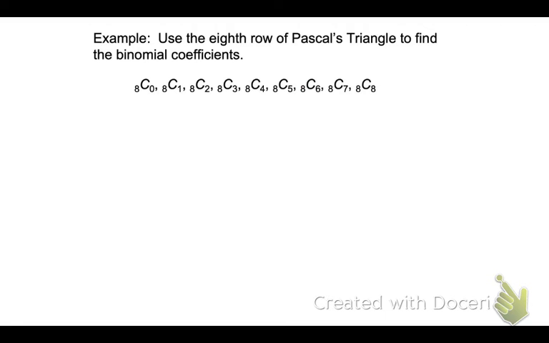Oh, we're not going to do this. Okay, it says use the 8th row of Pascal's triangle to find the binomial coefficients, instead of using the formula 9 times. I don't want to use the formula 9 times, do you? No. Go to your 8th row.